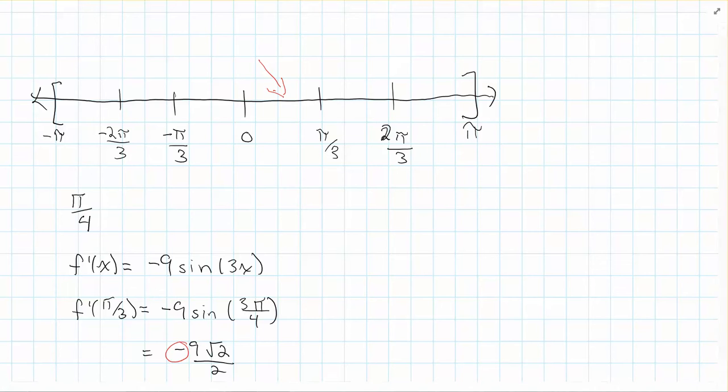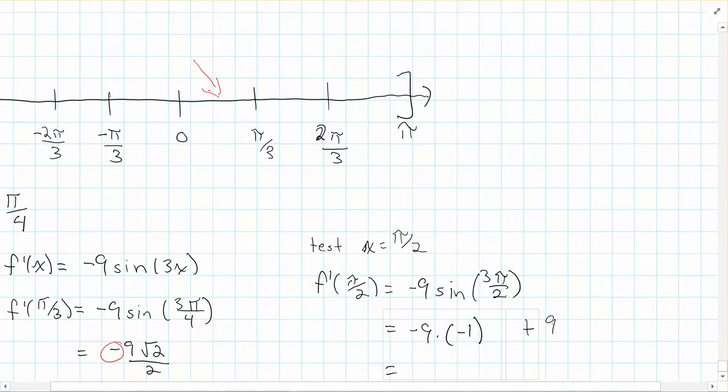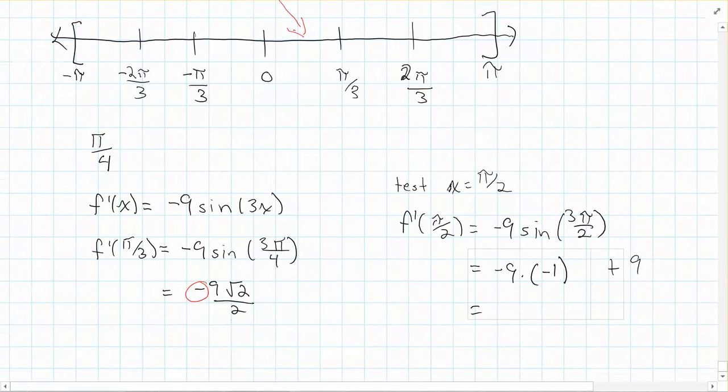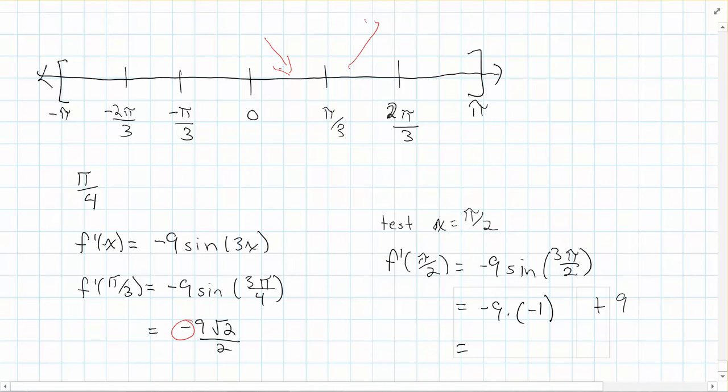And I'll do one more interval here. Let's do something between pi over 3 and 2 pi over 3. So pi over 2 is between pi over 3 and 2 pi over 3. So I'm going to test that in my derivative. f prime at pi over 2 would be negative 9 times the sine of 3 pi over 2, which would be negative 9 times negative 1. Again, the key thing here is that it's positive 9. And so what that means is on this interval, because we're positive, we're increasing.